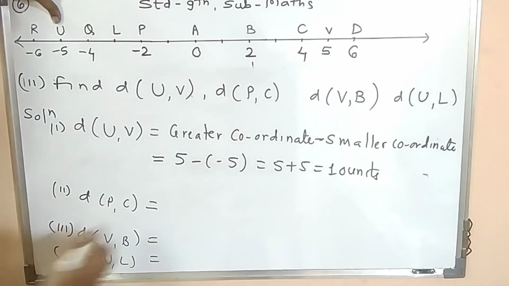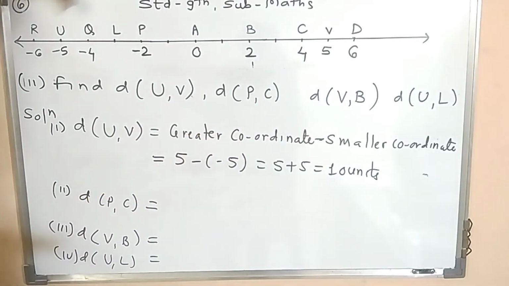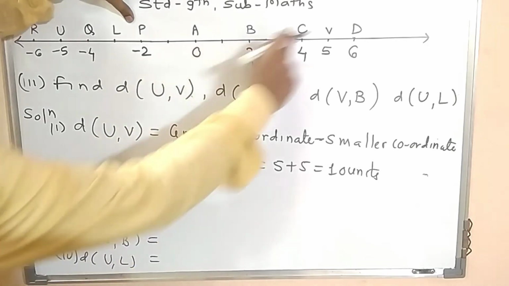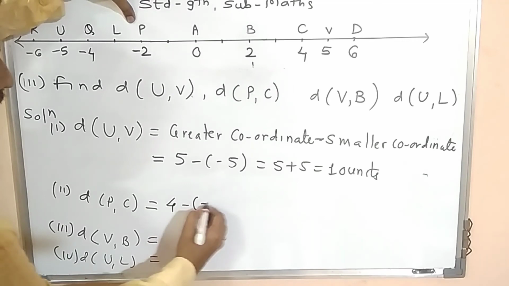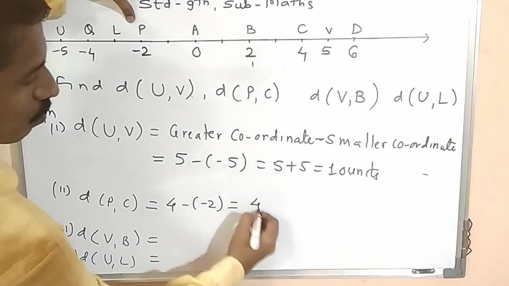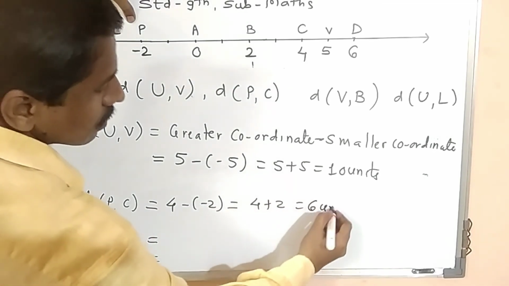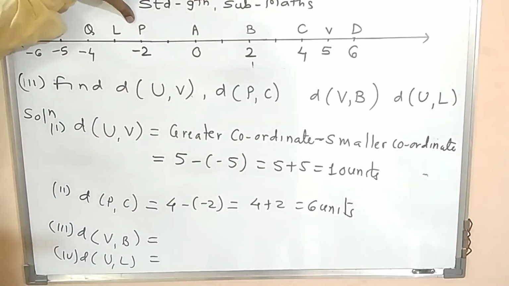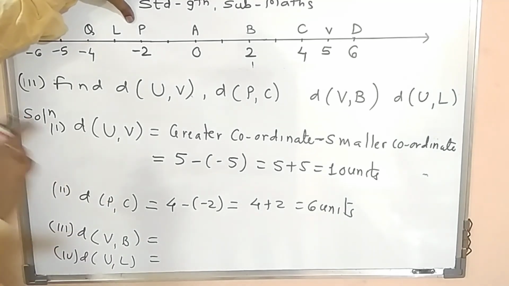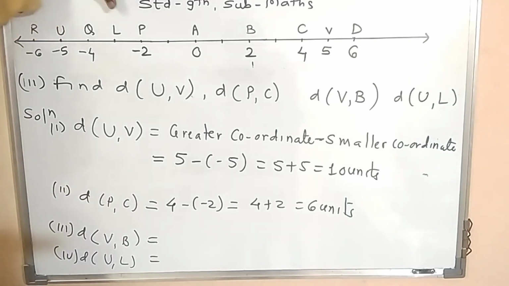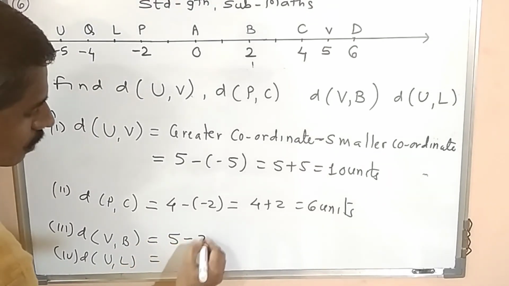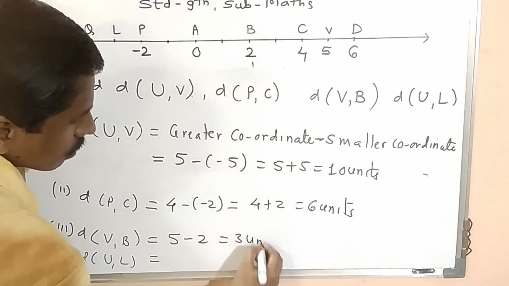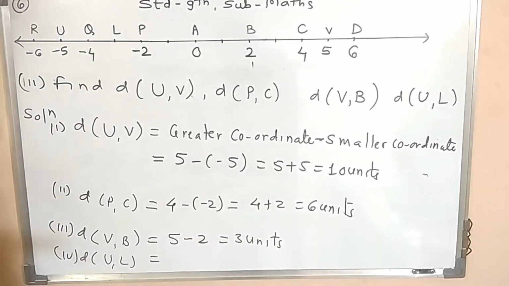Second one, distance PC, again greater coordinate minus smaller coordinate. P is how much? Minus 2. Coordinate of C is 4, the greater one is 4, so it is 4 minus (-2), so it is 4 plus 2, that is 6 units. Similarly, you have to find VB and UL. You have to write the formula first, greater coordinate minus smaller coordinate. VB, coordinate of point V is 5, minus 2. 5 minus 2 is how much? 3 units.